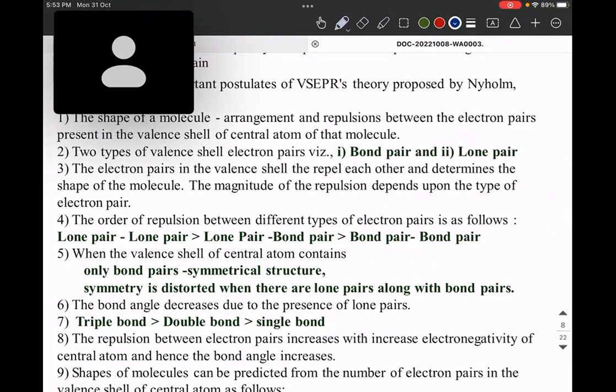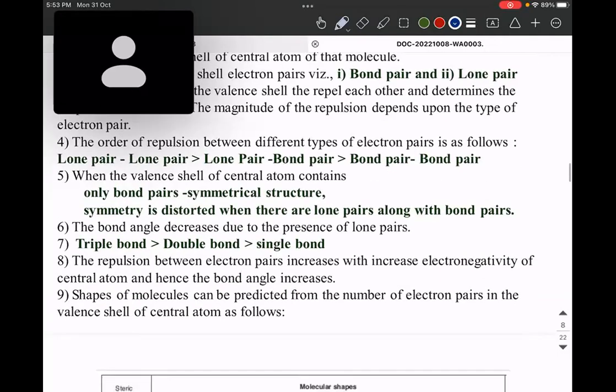So if your molecule has only bond pairs, then it will be a symmetrical structure. So far we have seen linear, triangular, tetrahedral, trigonal bipyramidal, and octahedral. These 5 structures only we will get. If it is 7, it means pentagonal bipyramidal. Suppose your attached atom becomes a double bond or triple bond, then the magnitude of repulsion is triple bond greater than double bond, which in turn is greater than single bond. Suppose you have a lone pair of electrons, the bond angle gets decreased.